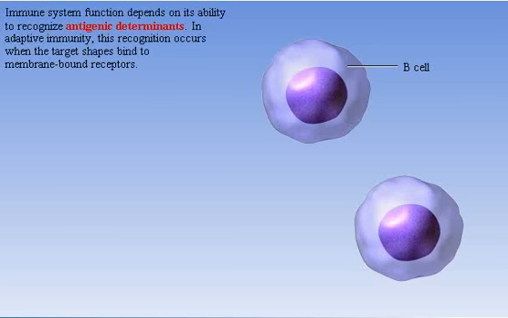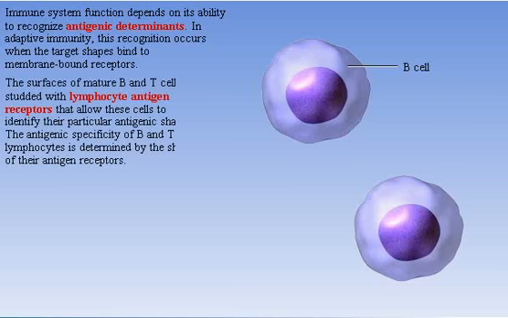Everything that the immune system does depends on its ability to recognize certain shapes or antigenic determinants that identify friend and foe. In adaptive immunity, recognition occurs when the target shapes bind to membrane-bound receptors. The surfaces of mature B and T cells are studded with lymphocyte antigen receptors that allow these cells to identify their particular antigenic shape. The antigenic specificity of B and T lymphocytes is determined by the shape of their antigen receptors. Click this B cell to see its lymphocyte antigen receptors.